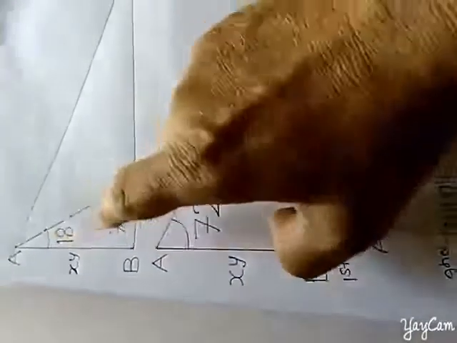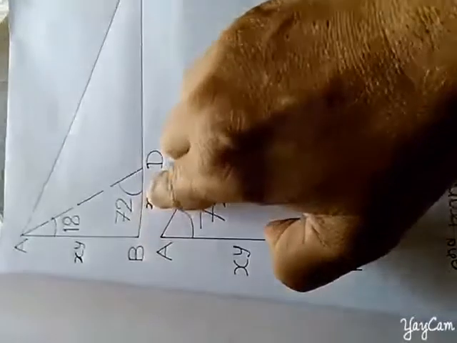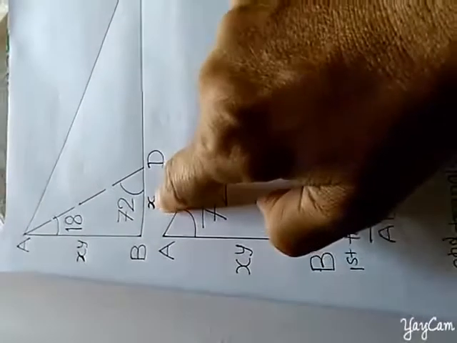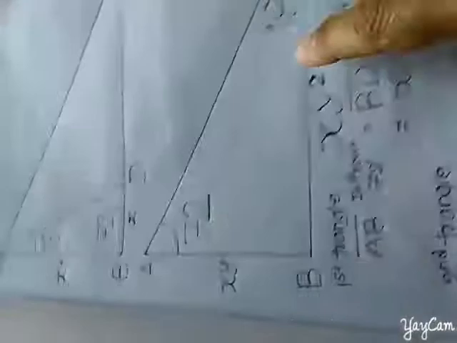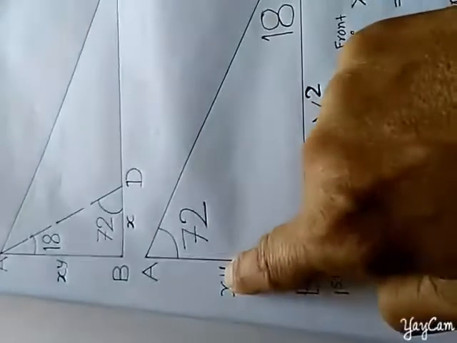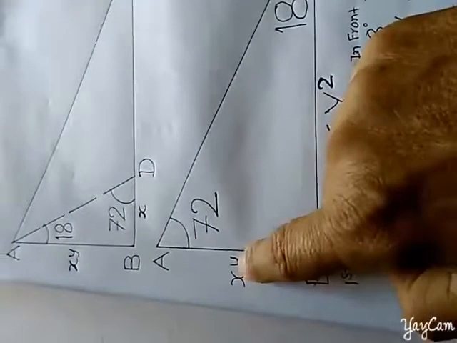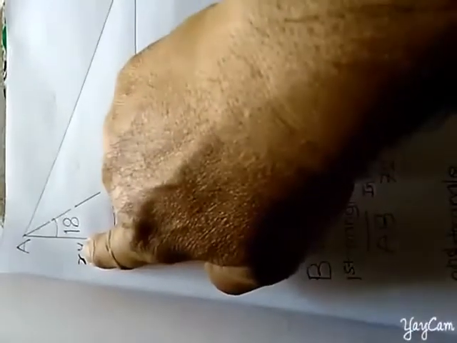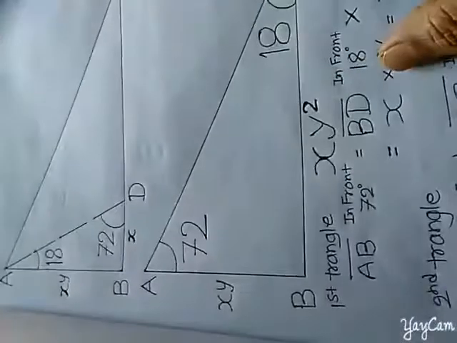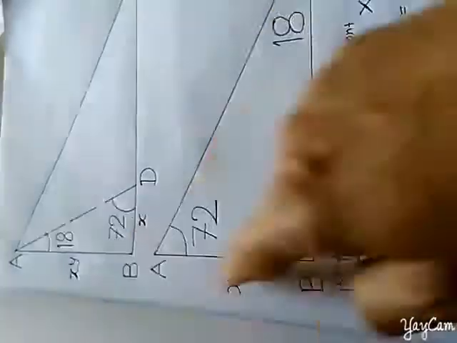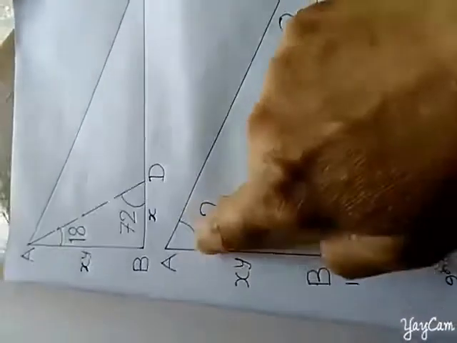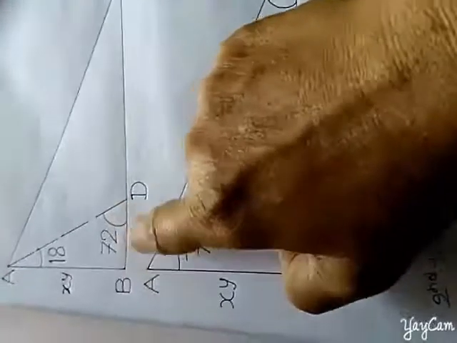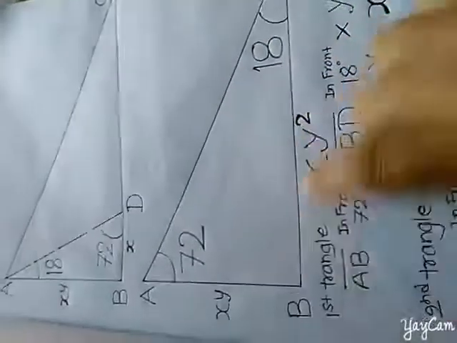The side in front of 18 degrees is multiplied by y. This is x, multiplied by y it comes to xy. In the whole triangle this is xy, and it is also multiplied by y, and we get the side BC. So BD is equal to x, AB is equal to xy, and BC is equal to xy squared.